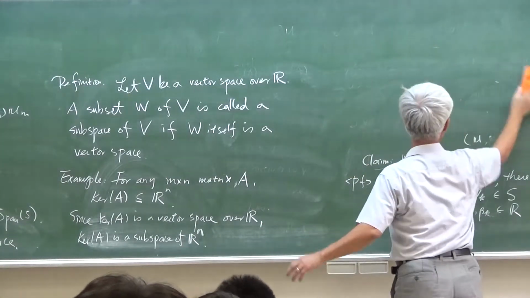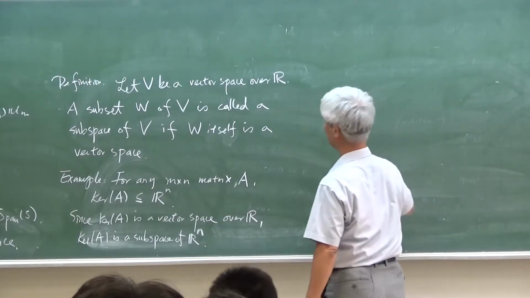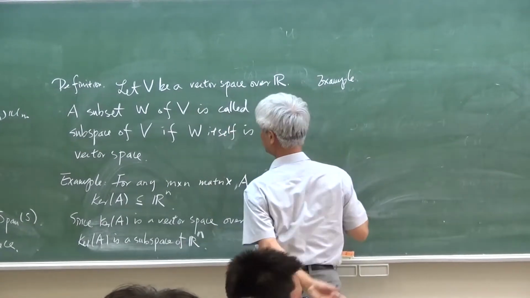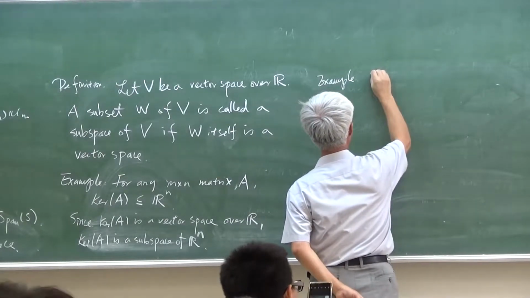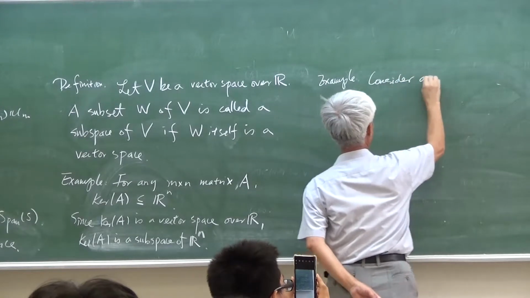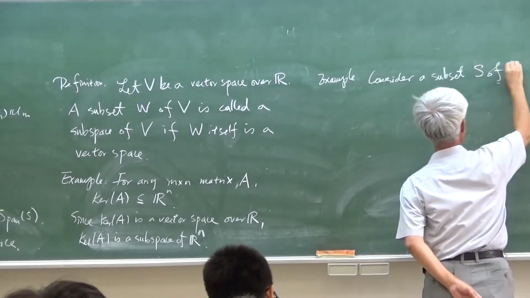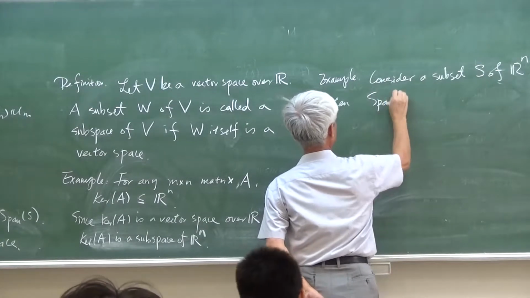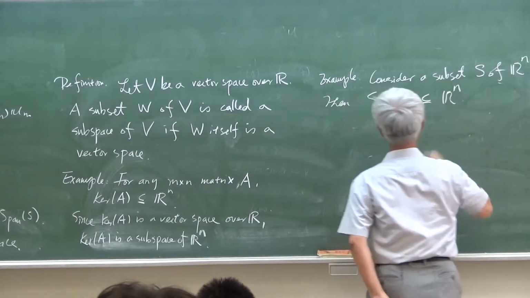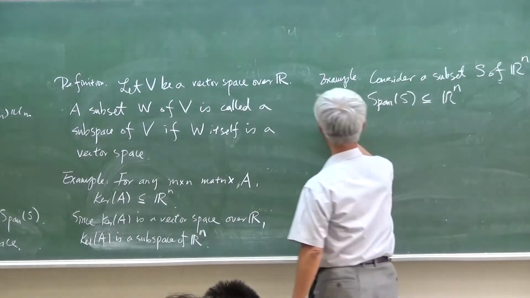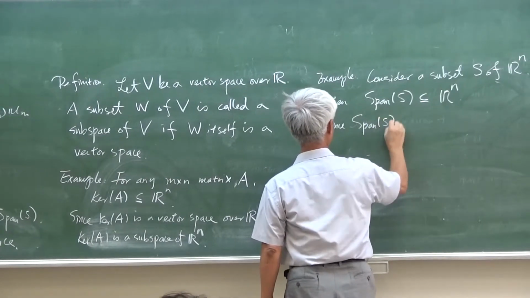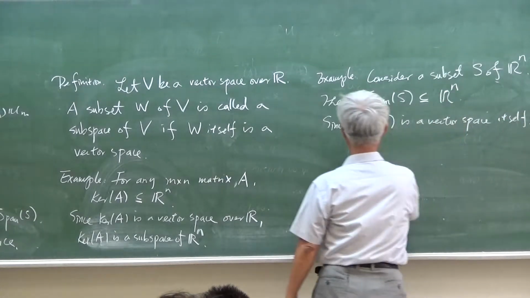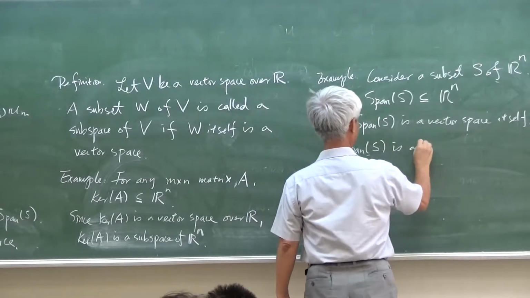Another example. Consider a subset S of Rn, then the span of S is a subset of Rn. Okay? Since the span of S is just proved to be a vector space itself, the span of S is a subspace.